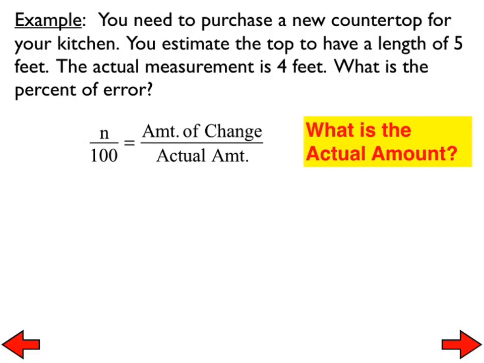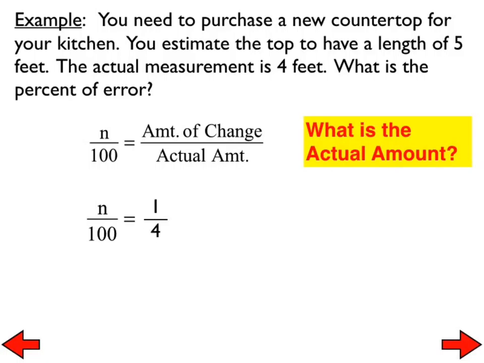What is the actual amount in the word problem? Jaden? The actual amount. Look for the word actual or something that means the same thing. 4 feet. The actual amount is 4 feet. It's actually exactly this sentence right here. So that 4 feet is going to be your bottom number. So n over 100, this is what we're looking for. And then change, how much did it change from 5 to 4? You're 1 foot off, so that would be the top number. And the actual is 4.